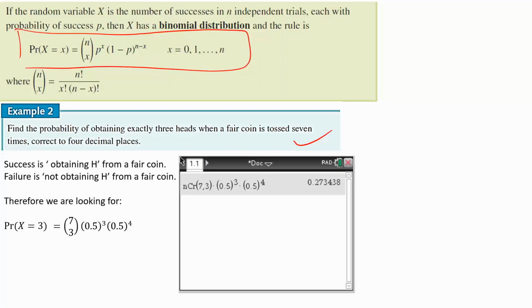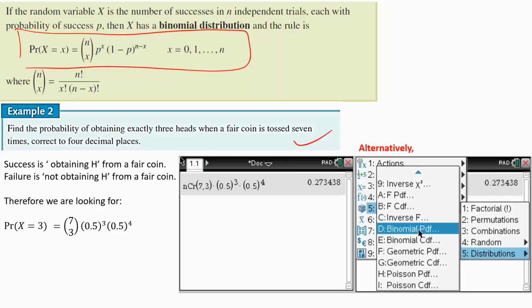Okay? So, how do you do it on your calculator? You can actually type nCr, or you can go to menu. When you go to menu, it says probability, because we're obviously in probability. Then you'll see number three, which is combinations. So menu, probability, and combinations, you get the nCr. Notice I put seven first, because it's n. Seven comes first, n. r, which is three. 0.5 is my probability of success, to the power of 3. And then 0.5 is my probability of failure to the power of 4.